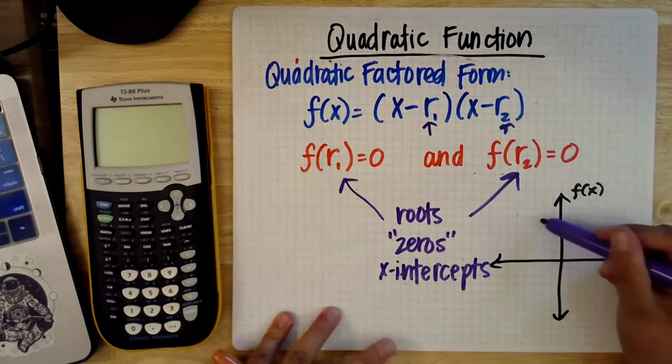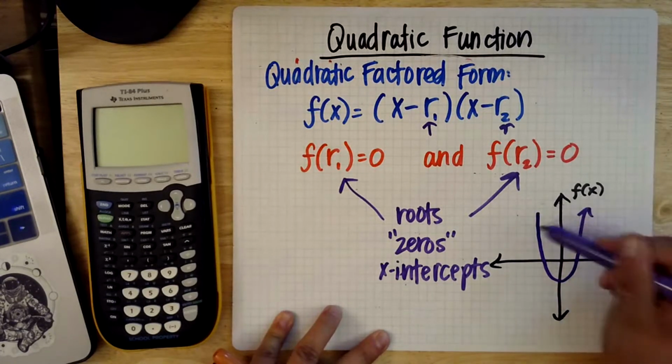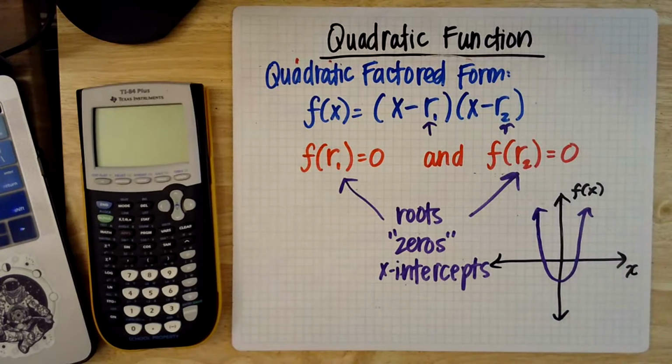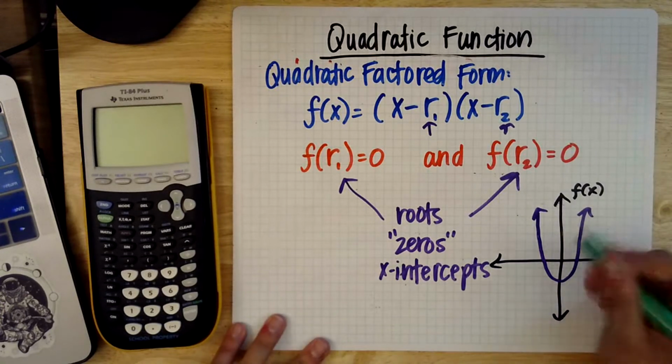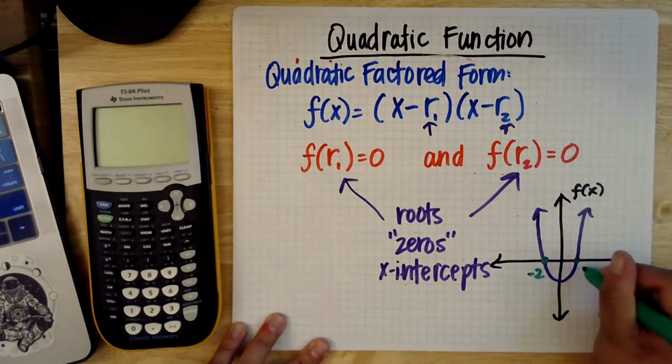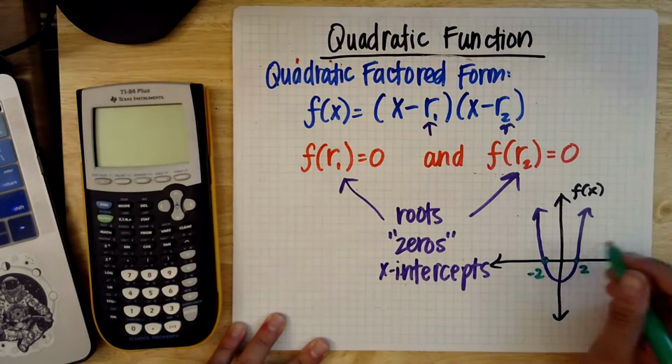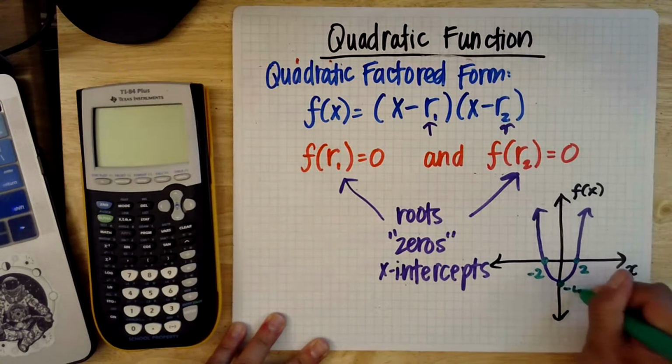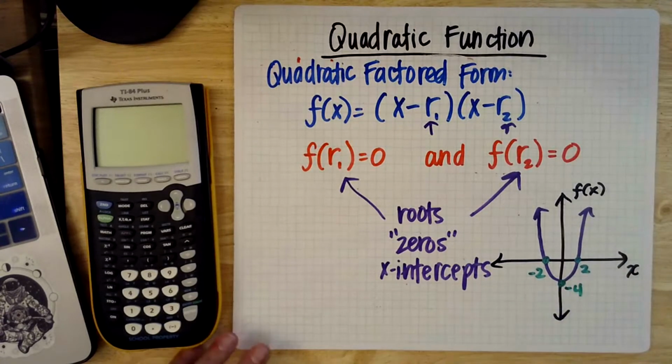Let's say I have a parabola right here, like this, right? And this parabola has a -2, a +2, and we'll call this right here -4. So that's going to be my example.